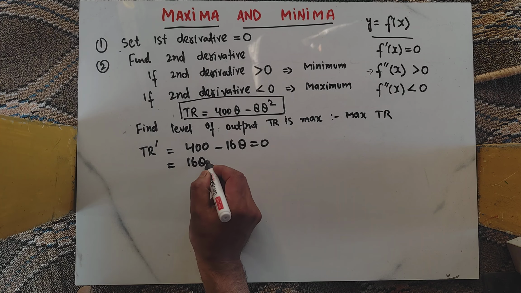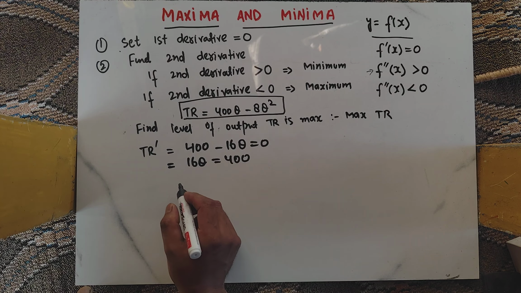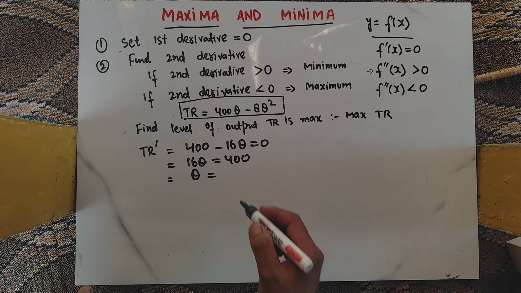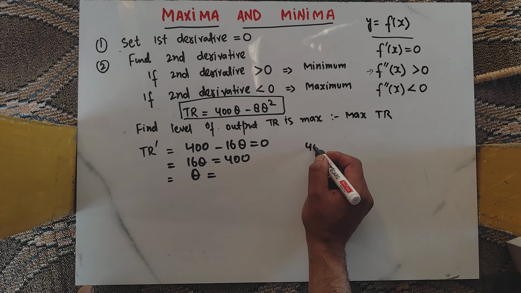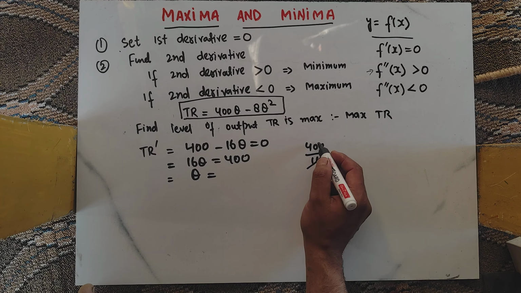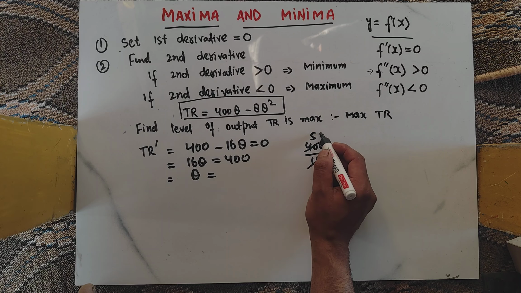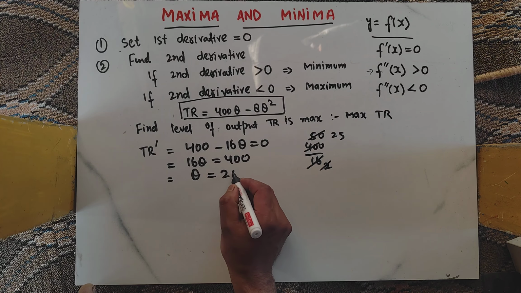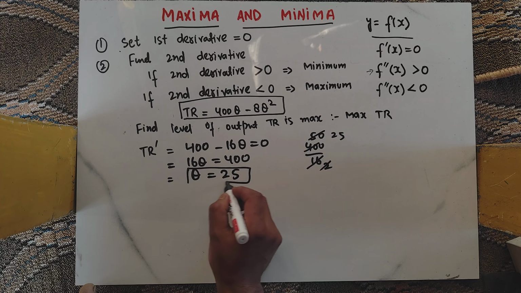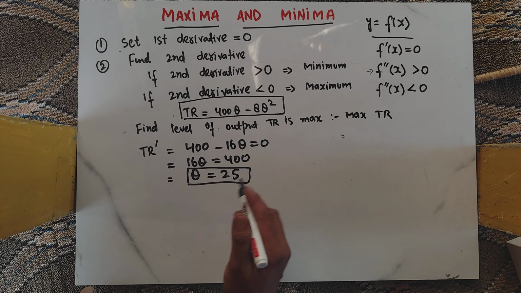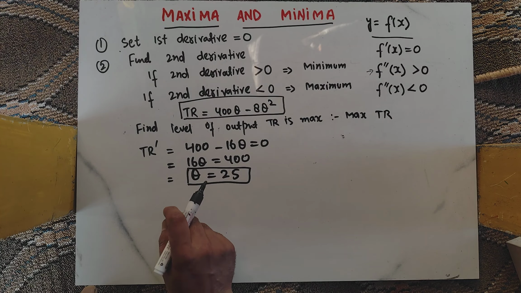Now when we set it equal to 0, what will we get? We get 16q is equal to 400. Dividing both sides by 16, q will be equal to 400 upon 16. Here 8 2s are 16, 8 5s are 40, then we have 0, 2 1s are 2, 25s are, so q is equal to 25. So our total revenue is maximum when the output level is 25.